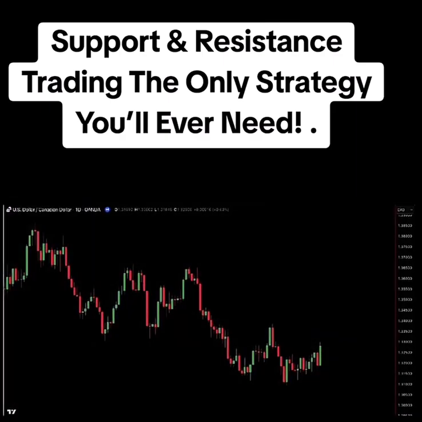Now, let's apply the same process to a different currency pair. Here we have the US dollar, Canadian dollar chart, and we'll go step by step, marking out the key support and resistance levels based on the criteria we've learned. Beginning from the top of the chart, we spot a clear resistance level where the price reached a high, reversed, and dropped significantly. This level meets the following criteria.